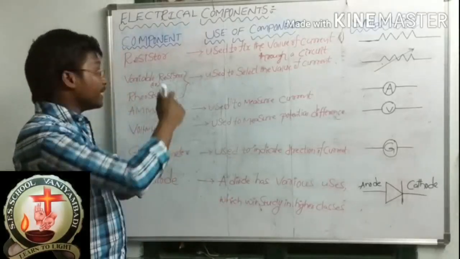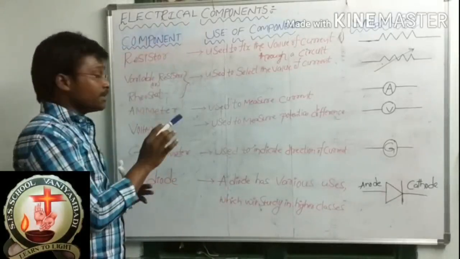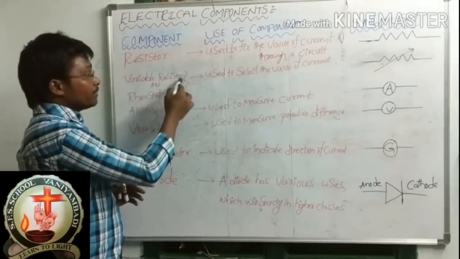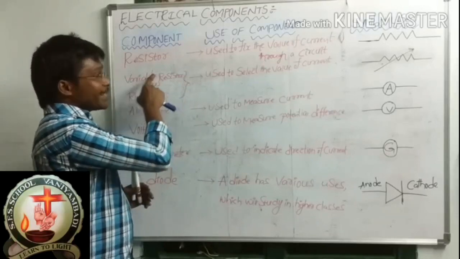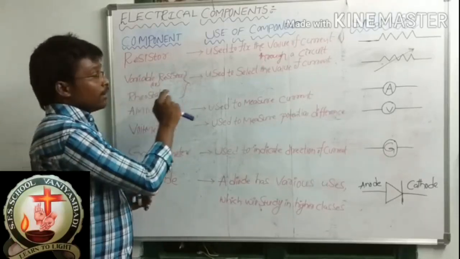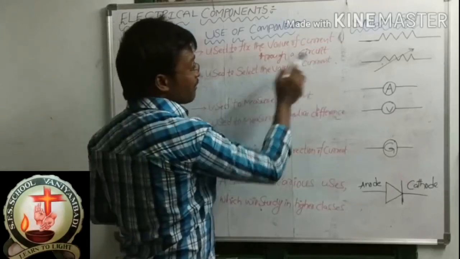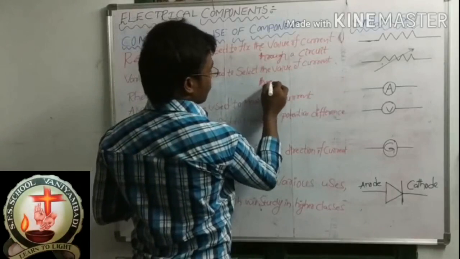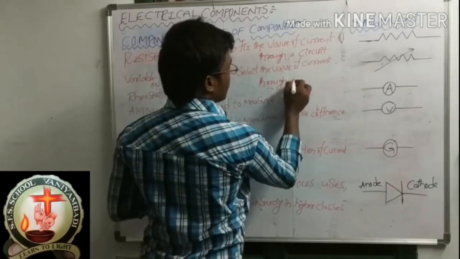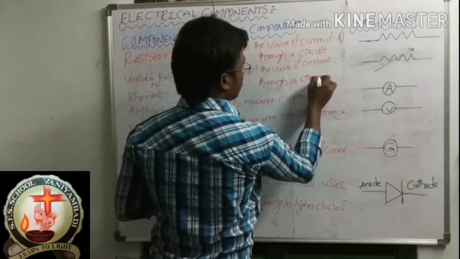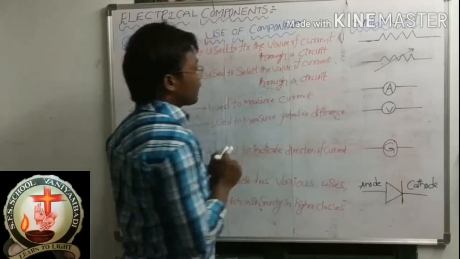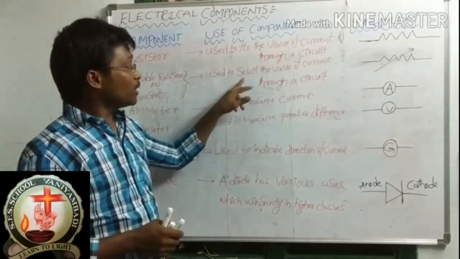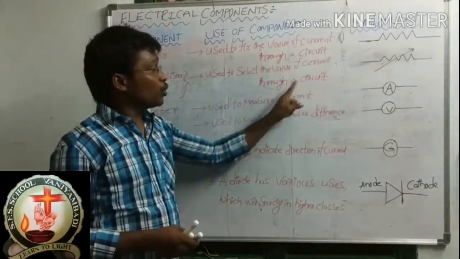Next component is variable resistor. What is another name of this variable resistor? Rheostat. Now, what is the use of this rheostat? Used to select the value of current through a circuit.